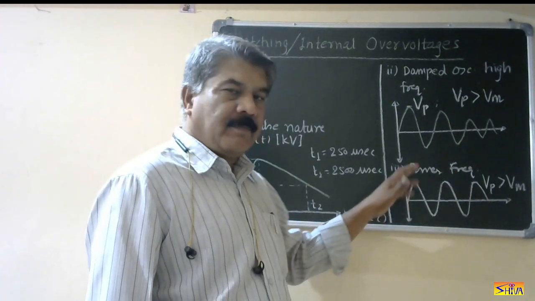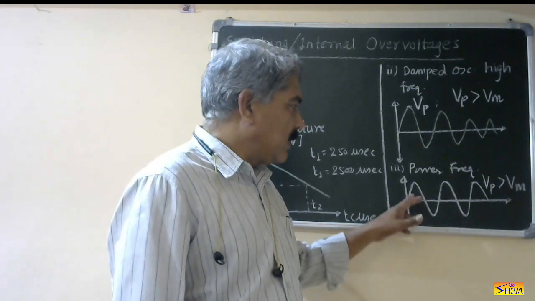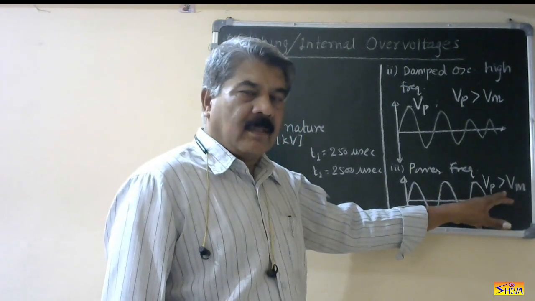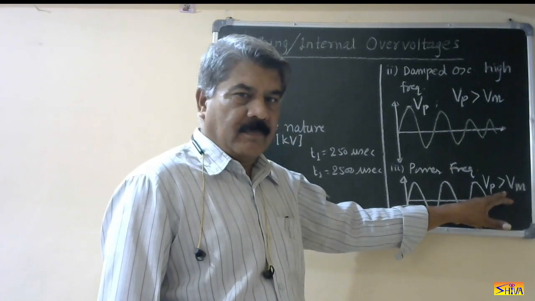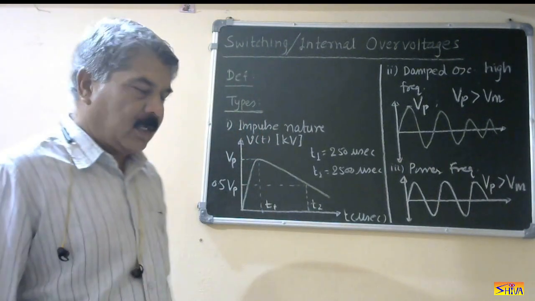Then the third category is power frequency over voltage. Power frequency means these over voltages are having 50 Hz frequency, but its peak value is higher than the normal system voltage. So these are the broad classifications of switching over voltages.